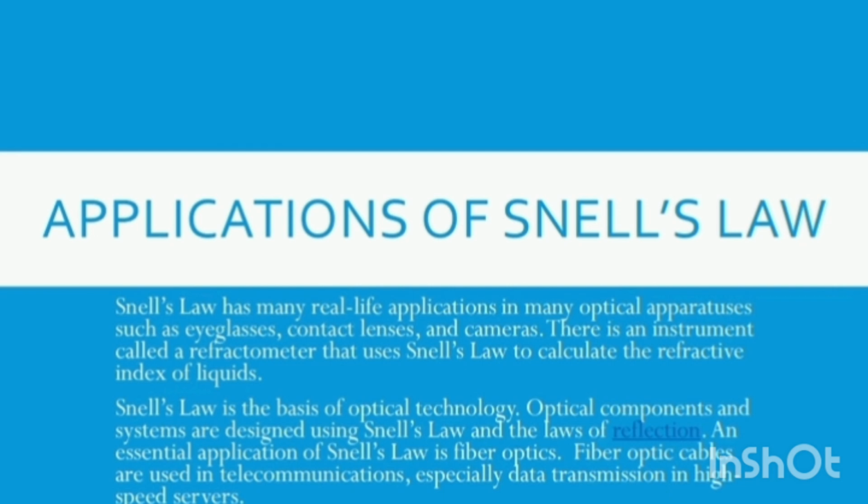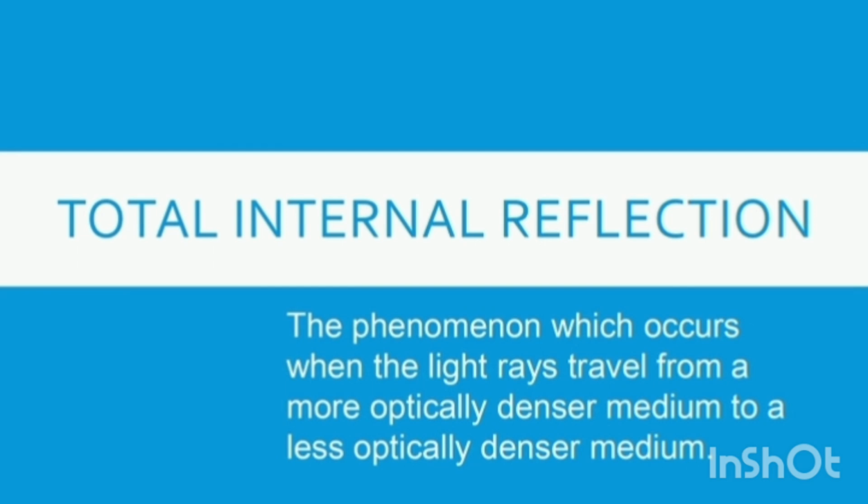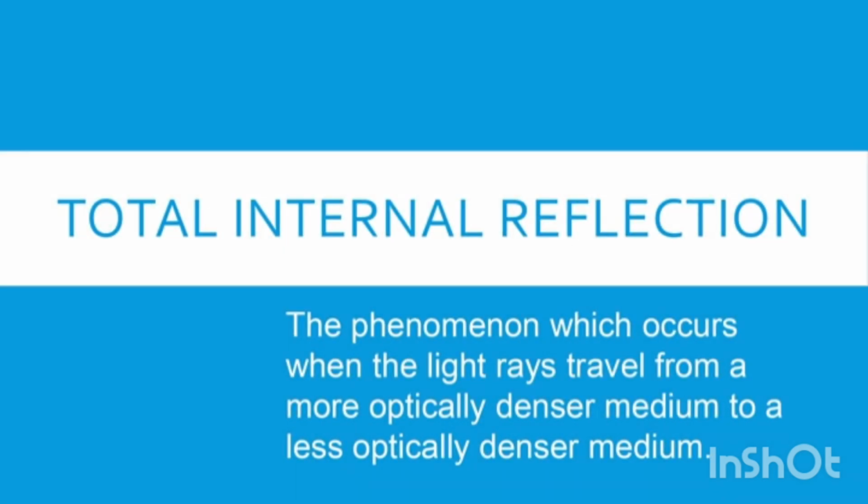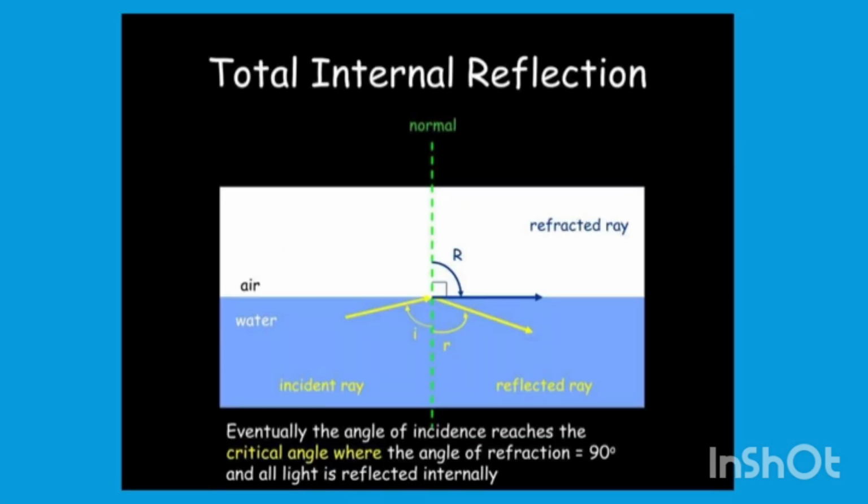Next is total internal reflection. It is the phenomenon which occurs when a light ray travels from an optically denser medium to an optically rarer medium. So that is nothing but your total internal reflection. We have many applications of total internal reflection.